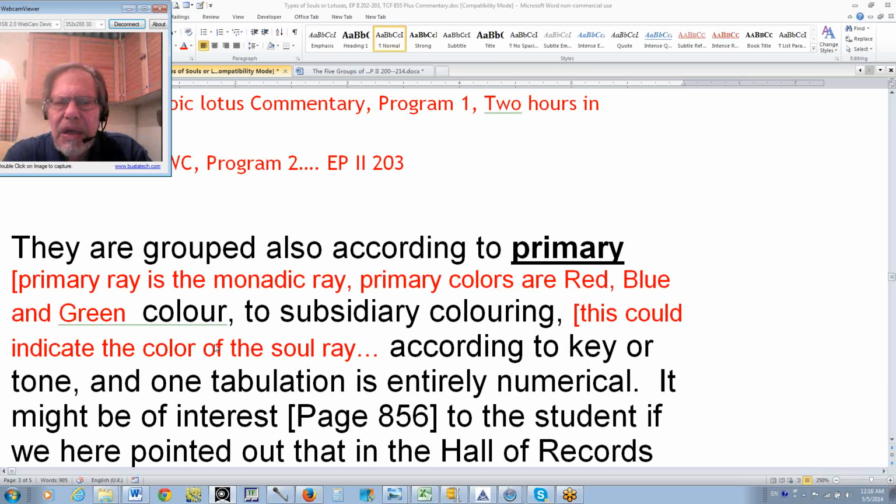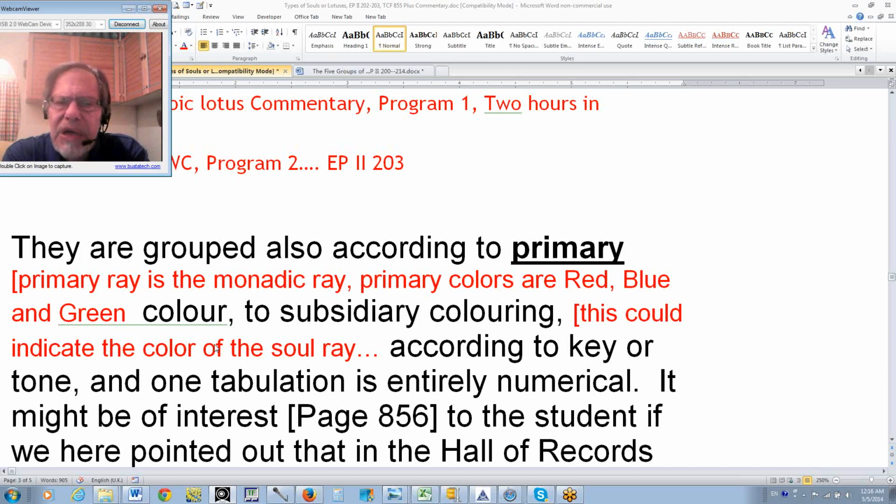The subsidiary coloring may well be the color of the soul ray, because there are so many different personalities. It's not that the Egoic Lotus will change color with every differing or varying personality ray. There are so many thousands of them according to the key and tone, and one tabulation is entirely numerical. Okay, well, we'll just have to take that at face value. What could that numerical tabulation be? It could relate simply to the ray number of the monad, the ray number of the soul, maybe the ray number of the personality ray at that particular time, and so forth.